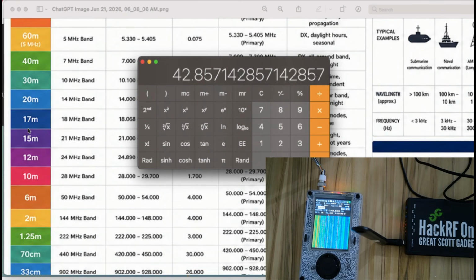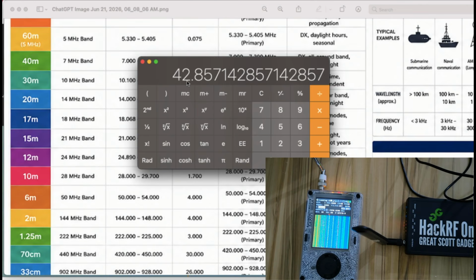They're just playing around with this equation, lambda is equal to C over F, which determines the size of your antenna. If you're using a dipole antenna, this is going to be divided by 2. If you're using a monopole antenna, this is going to be divided by 4, the number that you're getting. And based on this, you can determine the size of your antenna.